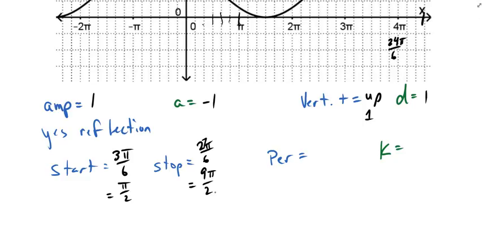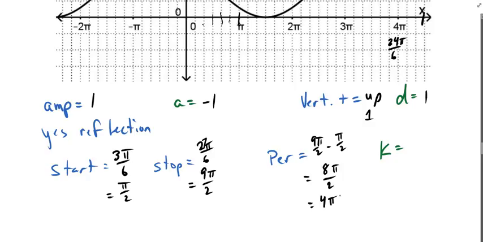So what's the period? 9 pi over 2 minus 1 pi over 2 is 8 pi over 2, which is 4 pi. How many people got that as the period already? Pretty good. Which means my k value is 2 pi over 4 pi, which is 1/2. So see how that usually works out that way.